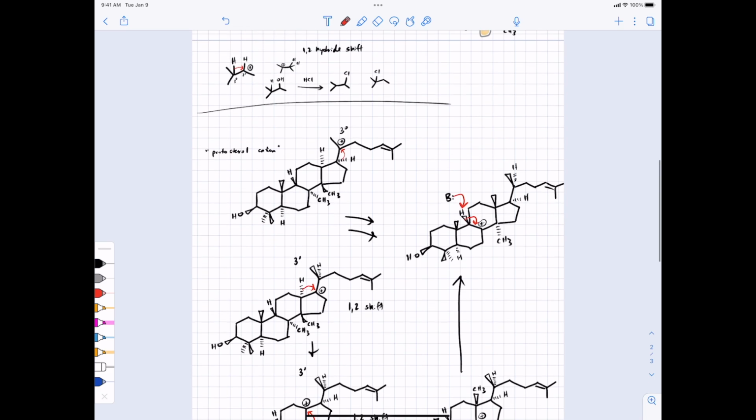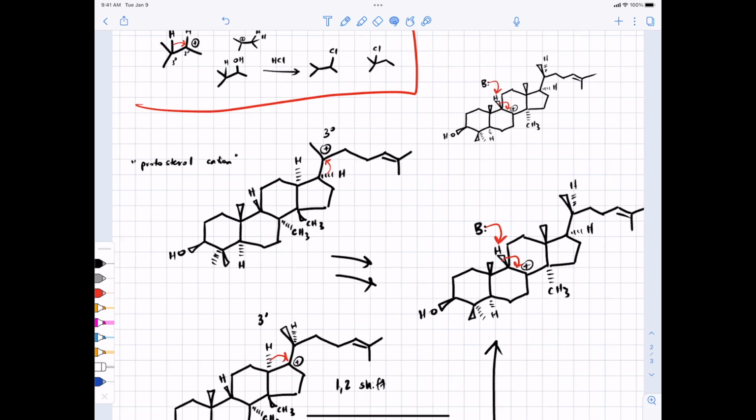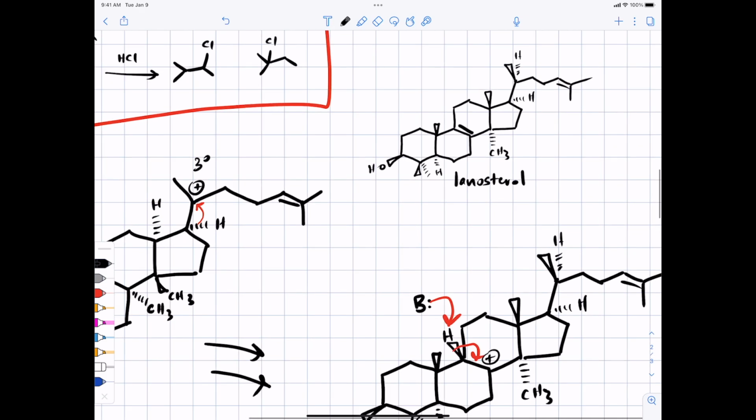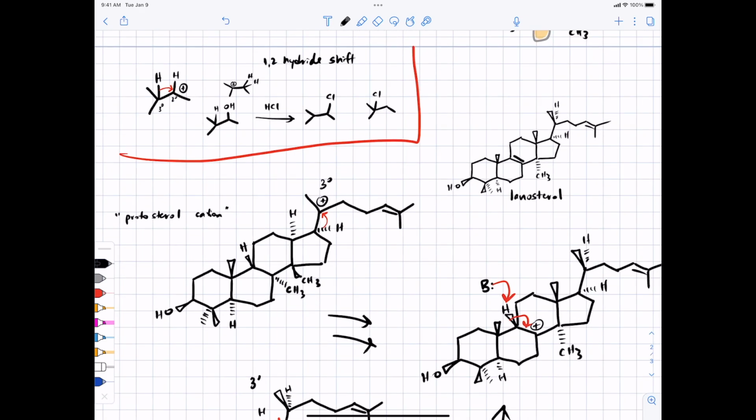And once that elimination occurs, you get a precursor to a lot of different steroids and cholesterol-derived molecules. It has a double bond here, and this is called lanosterol. And it's actually 19 more steps to get from lanosterol to cholesterol. So we're not going to learn those. But this is a common precursor to, and I wish I had maybe drawn some of these for you.